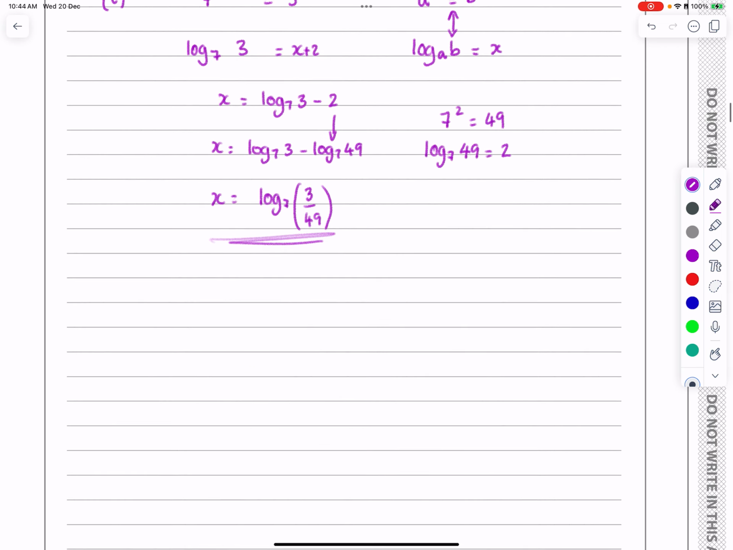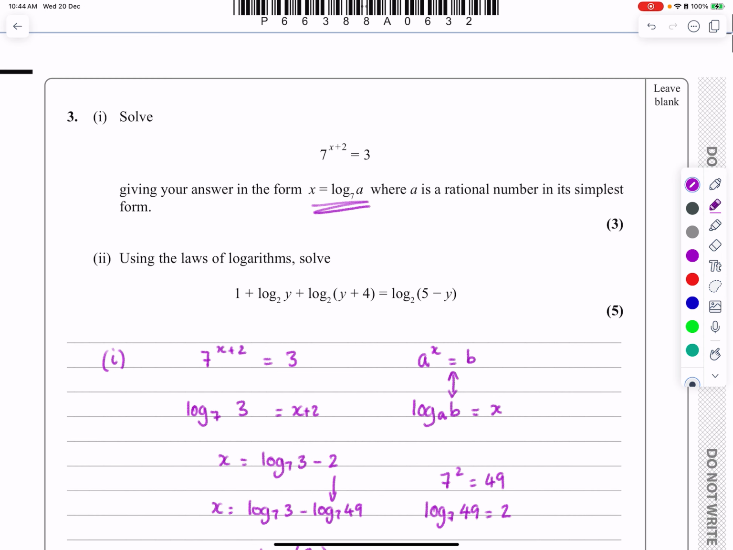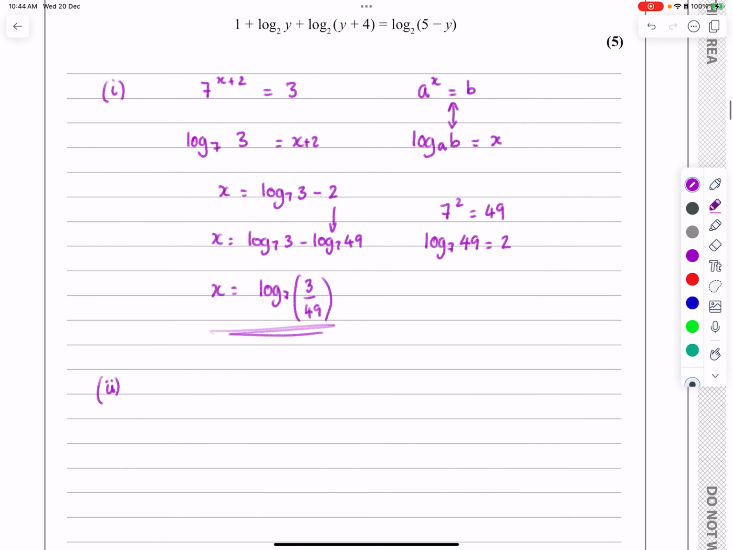Okay, part 2. Part 2 says, what have we got? Completely different question. Using the laws of logarithms, can we solve this equation where I've got a log to the base 2 of y, log to the base 2, log to the base 2, and I've got that 1 there. So again, a couple of different ways of doing this. I'm just going to go with a method that I would use here. We've got 1 plus log 2 of y plus 4 equals log 2 of 5 minus y.